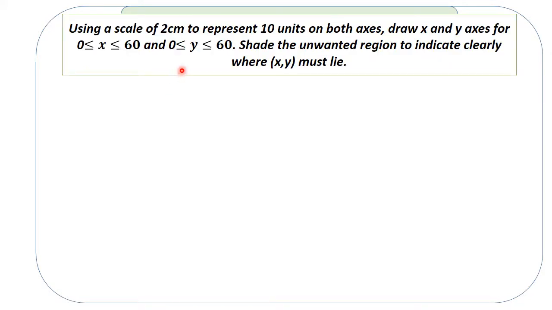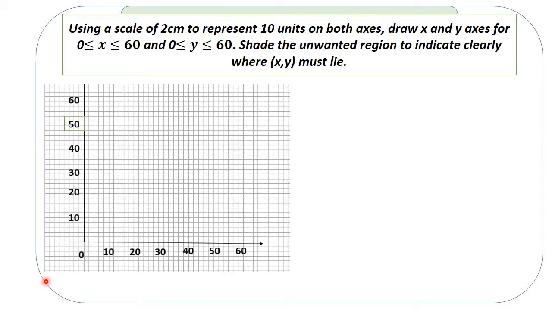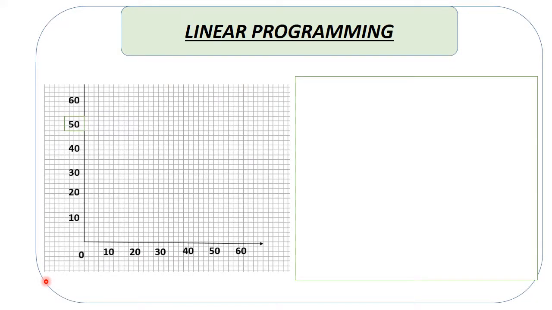So they said using a scale of 2 cm to represent 10 units on both axes. I explained what this means. So I'm not going to use a normal graph paper, just because of the technology that I'm currently using, but I will make sure that I give you an example that has a real graph paper. So this is the graph that I'm going to use. So with that, let's try to plot.